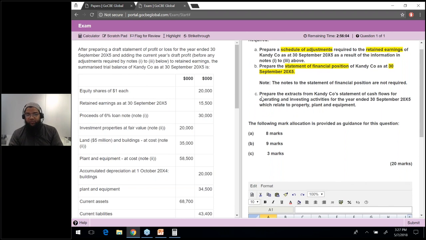In part C, the question says to prepare the extracts for Candy Company statement of cash flows for operating and investing activities. So we need to prepare a cash flow statement as well for the operating and the investing activities for the year ended 30th September 20X5, which relate to property, plant and equipment. We are not required to prepare the entire operating and investing activities, just those relating to property, plant and equipment. So you're not going to start from PBT and everything else.